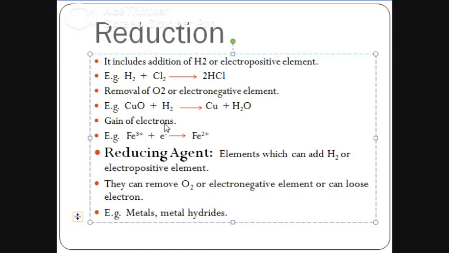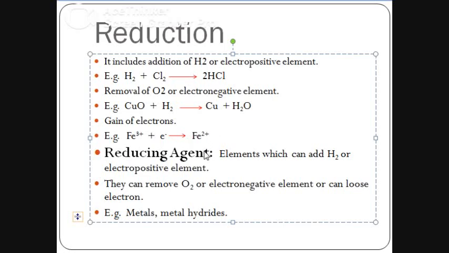Now the third point related to reduction is gain of electron. Here the example is your ferric ion, or iron 3 ion. When electrons are added, it forms ferrous ion, or the iron 2 ion. It means that when an electron is added, the number of protons which exceeded the number of electrons by 3 has now reduced to 2 only.